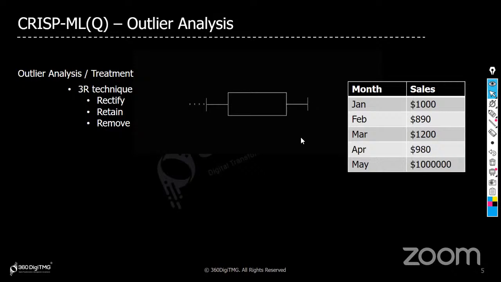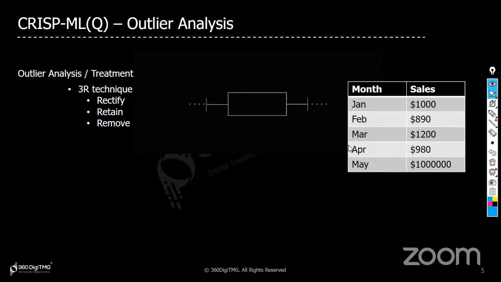Suppose you ask your salesperson why the sales of May is very high when compared with other months, and he answers, oh sorry, I just copied and pasted the data and mistakenly entered the number wrong. When you have such accidental errors, you can go for rectify.